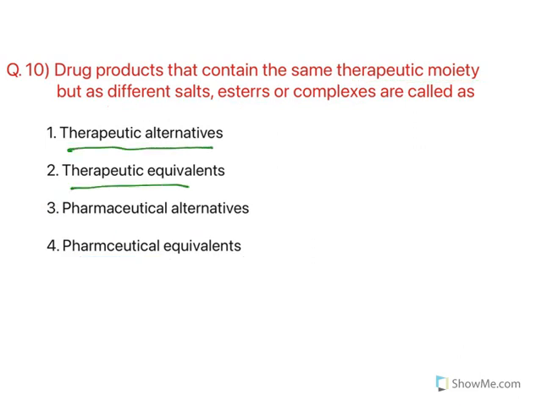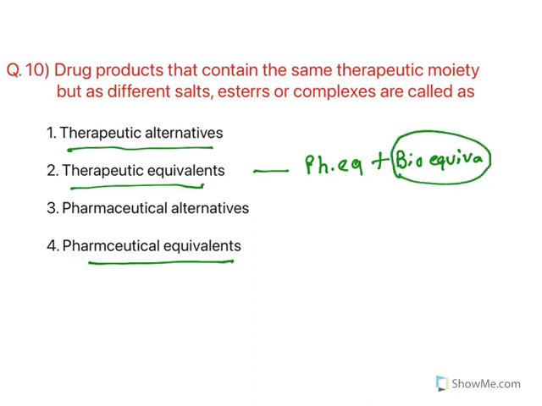Now let us see the remaining two also. Therapeutic alternative and therapeutic equivalent. Therapeutic equivalent is pharmaceutical equivalent plus bioequivalent. Now we have seen what a pharmaceutical equivalent is. The active drug, doses, everything has to be similar. Bioequivalent means when it is taken into the body, the bioavailability and every clinical parameter should be equal. Then it is called a therapeutic equivalent.